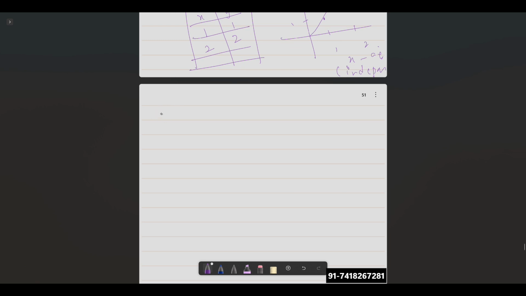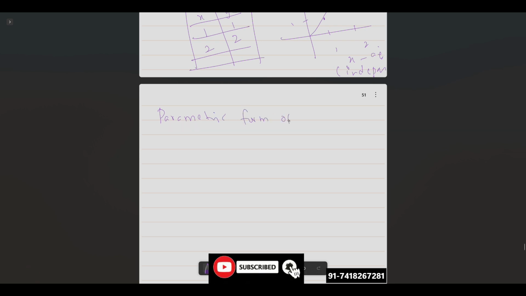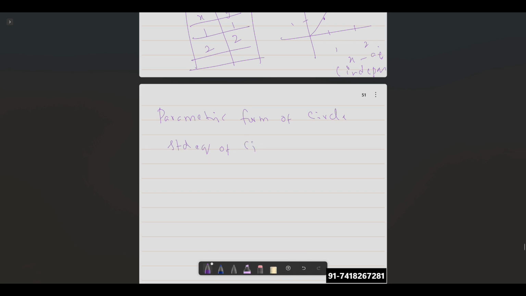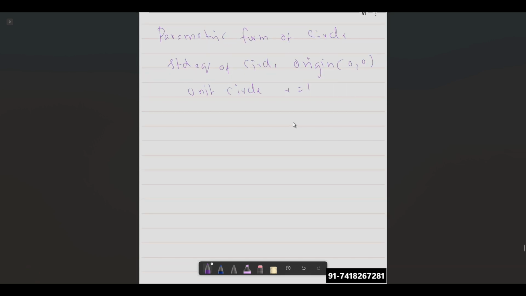For example, if you take a parametric form of a circle, usually what is the equation? The standard equation of a circle. That means your origin will be 0 comma 0. Say suppose you have a unit circle. What does it mean? That is r is equal to 1. In that case your equation will be x square plus y square is equal to 1 square. Okay, for this how do you express the parametric form?